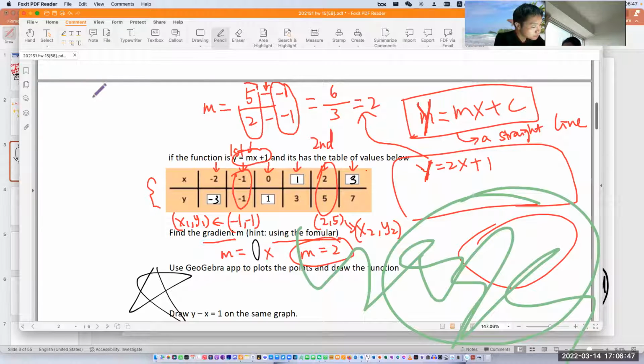So let's get the y out. Your equation is y equals 2x plus 1. So you put your -2 inside, it's -3. Okay, good. Then you put the 0 in. This one. Good. Then you put your 1 in. Good. Or you put your 3 in because the y is given. This one. Then you put the 7 in. Good. So you see, I don't know how you get the values of x and y without knowing the m.